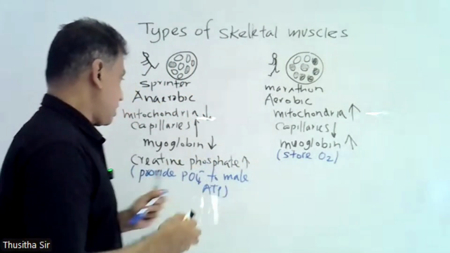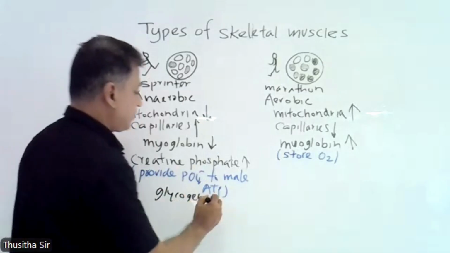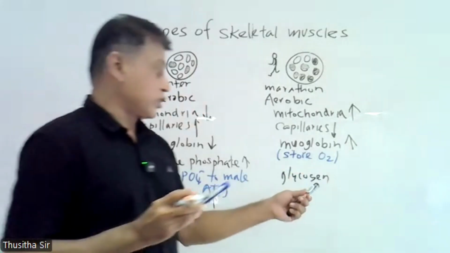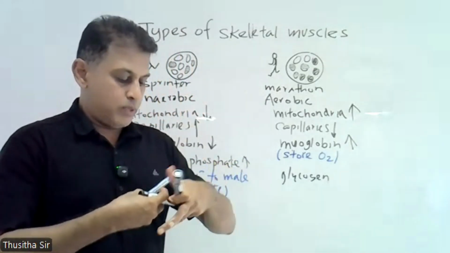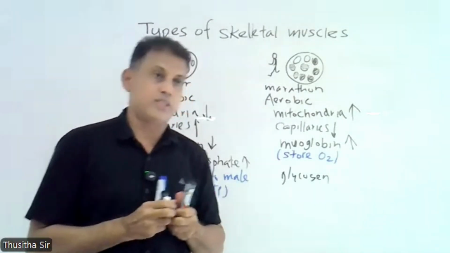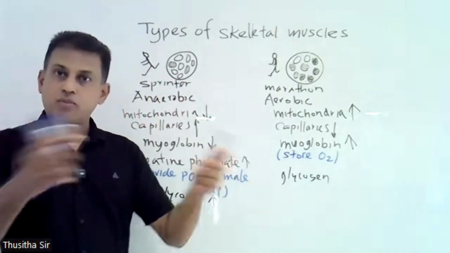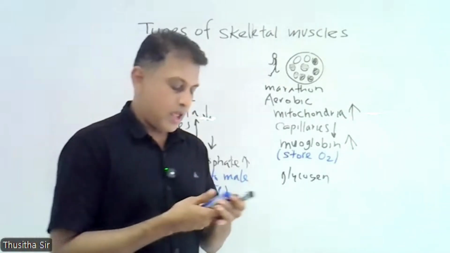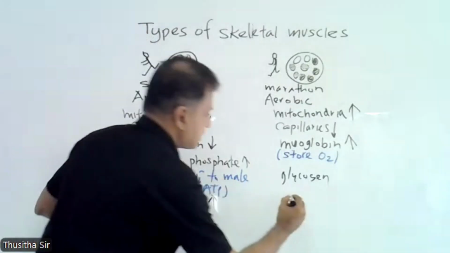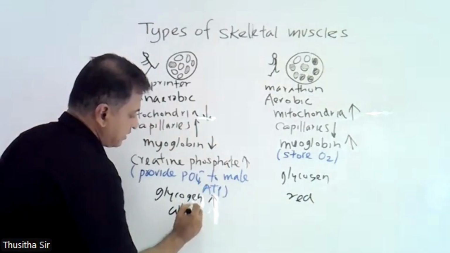And they have a high storage of glycogen, and they have less glycogen because they can get the glucose from the liver. So they need more glycogen stored in the muscles, and they have less glycogen because glucose can be obtained from other places, right? And the color of the muscle is red, and the color of the muscle is white.